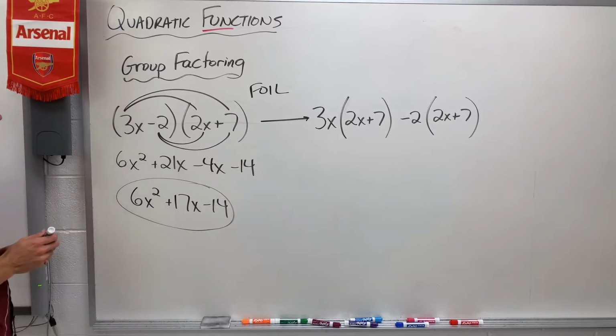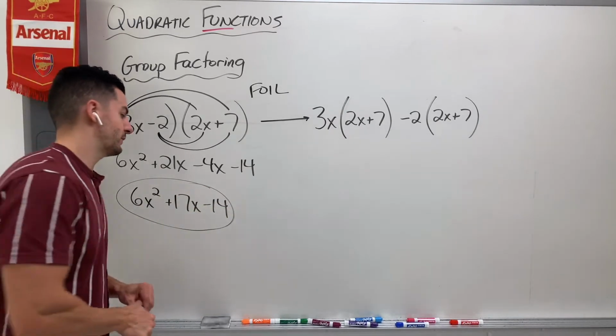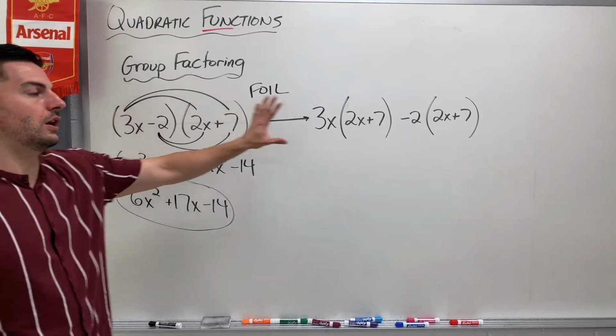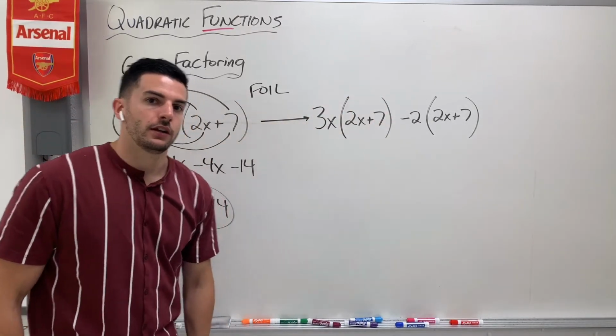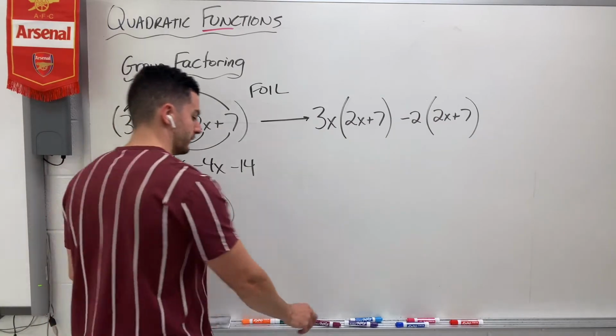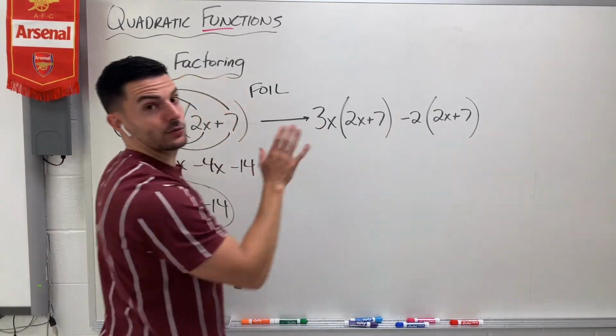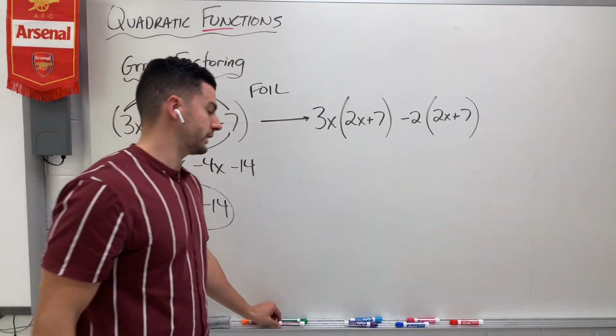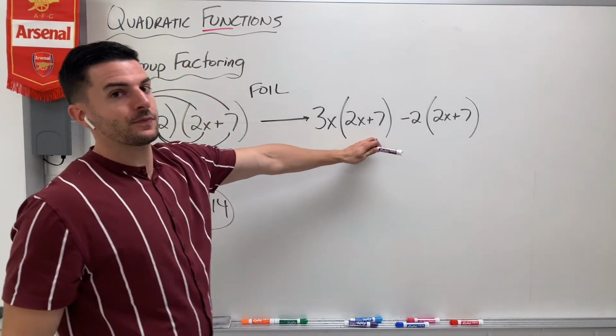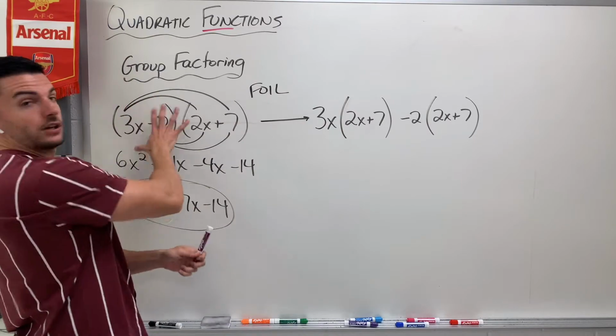Okay, so the big thing I just wanted to nail down here was that these two are equivalent to each other, okay? And the reverse is true too. So when we see this, that's what a lot of these group factoring problems are going to look like. When we see this, we can rewrite it as a FOIL problem, right?